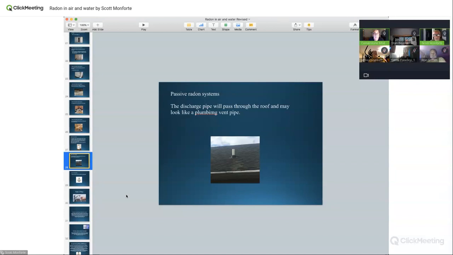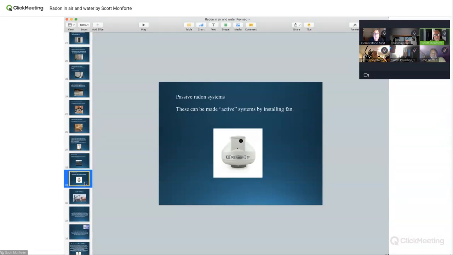This just shows you a radon system. This is the radon system through the roof. It looks just like a regular plumbing vent. There are different fans out there, different companies.